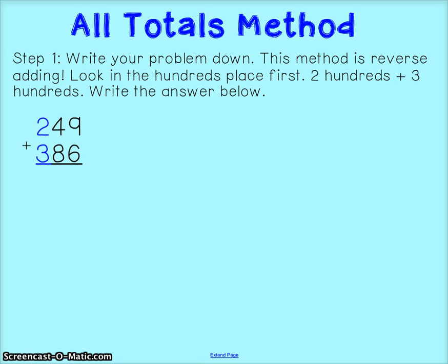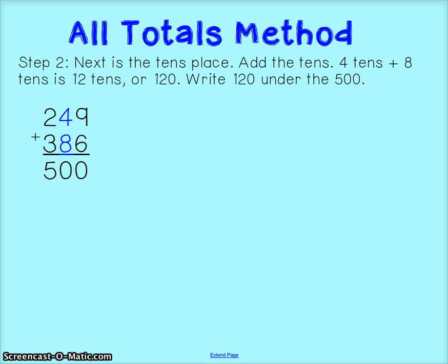So step 1, you write your problem down. This method is reverse adding. Reverse means it's going the other way. So we start with the hundreds. That's kind of different. Then we say 200s plus 300s is 500. So then step 2 is adding the tens place. When we add the tens, we get 120.